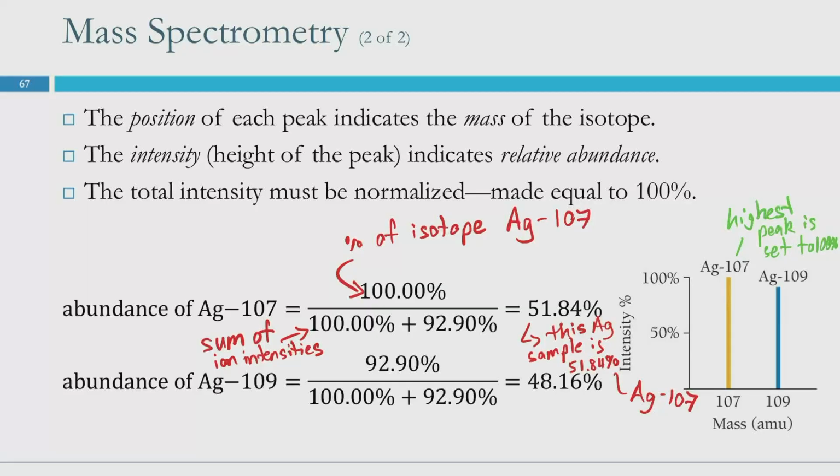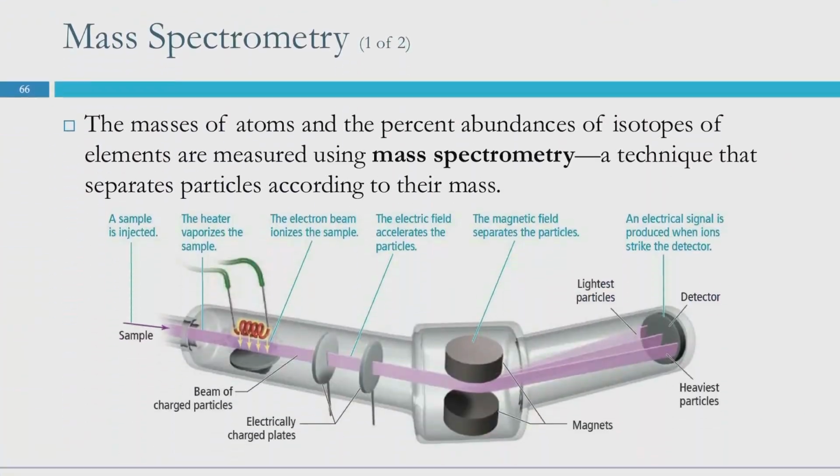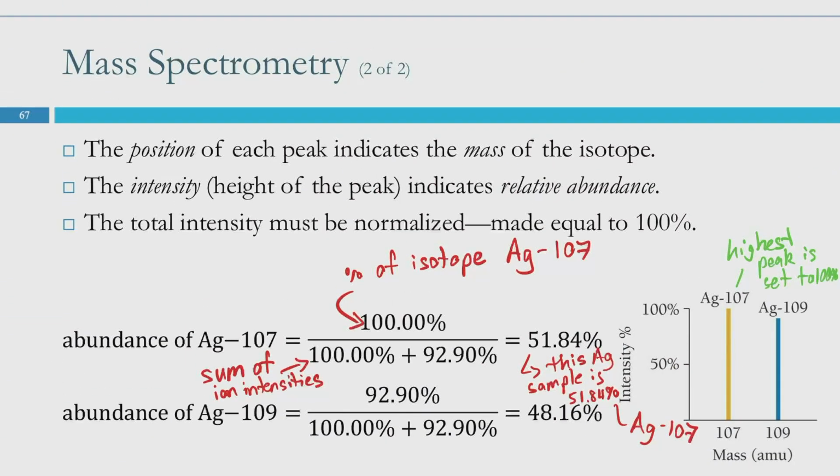And we could use this information to come up with, if we wanted to, an atomic mass for silver generally. So doing the weighted average thing that we saw before, we could come up with the atomic mass for silver. Questions about any of that?